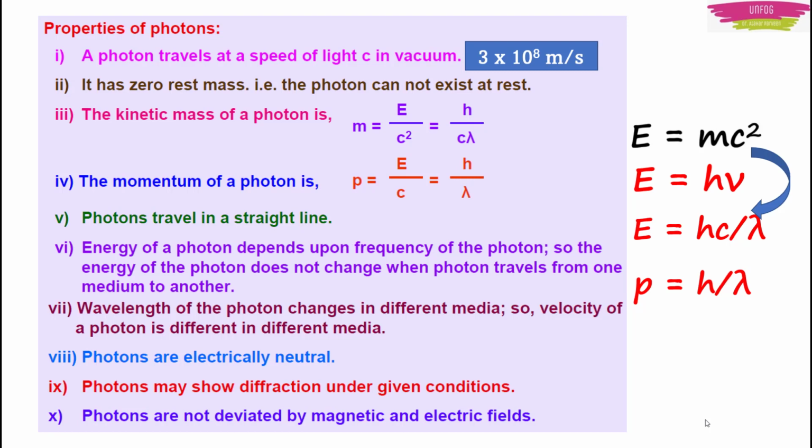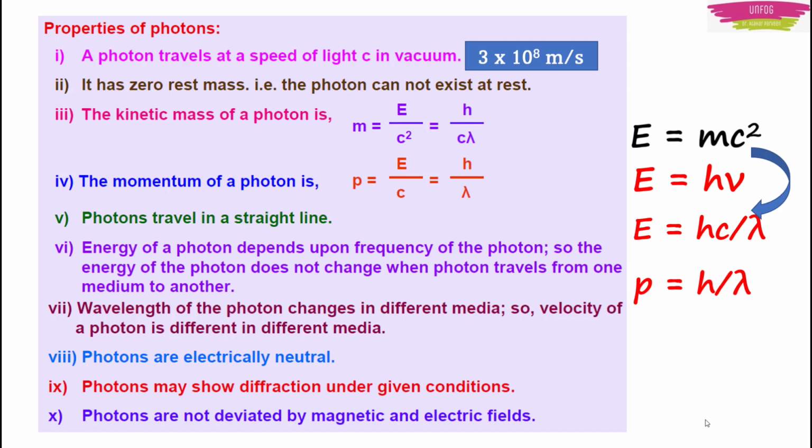Okay. Next, the fifth property of the photon is that photons travel in a straight line. Obviously, we are studying from school, right? Light has a rectilinear propagation. It moves in a straight line. We know it. Next, point 6 is that the energy of a photon depends upon the frequency of the photon. So the energy of the photon does not change when the photon travels from one medium to another, because E is equal to h nu, right? Energy is depending only on the frequency. Unless there is a change in frequency, there is no change in energy. So whatever the medium is, no problem at all.